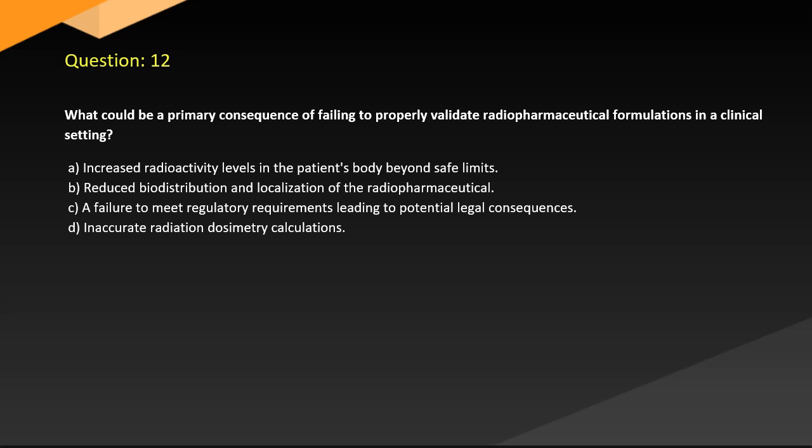Question 12. What could be a primary consequence of failing to properly validate radiopharmaceutical formulations in a clinical setting? A. Increased radioactivity levels in the patient's body beyond safe limits. B. Reduced biodistribution and localization of the radiopharmaceutical. C. A failure to meet regulatory requirements leading to potential legal consequences. D. Inaccurate radiation dosimetry calculations.